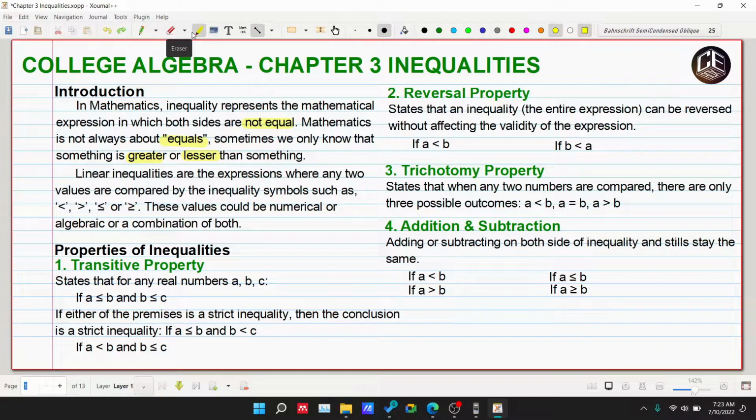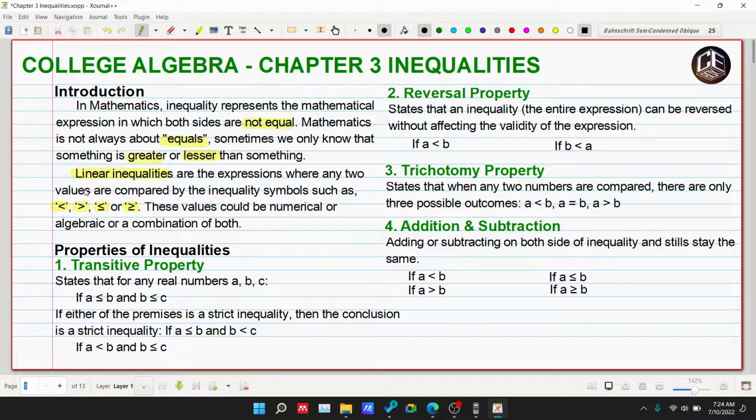Okay? Linear inequalities are the expressions where any two values are compared by inequality symbols. And these inequality symbols are less than, greater than, less than or equal to, and greater than or equal to. So these values could be numerical or algebraic or a combination of both. So if we say algebraic, this is an expression or an equation.